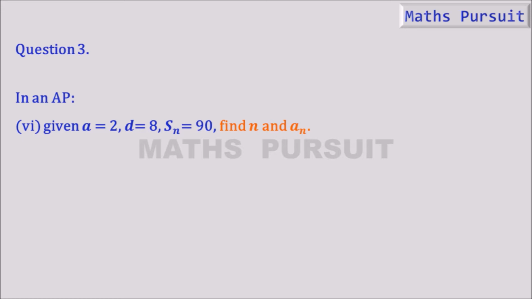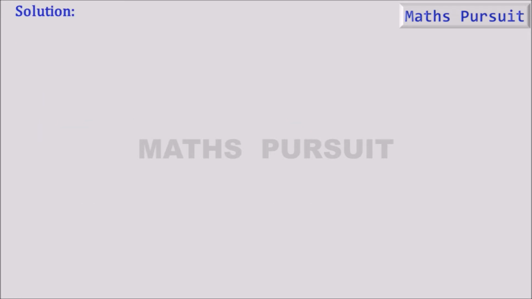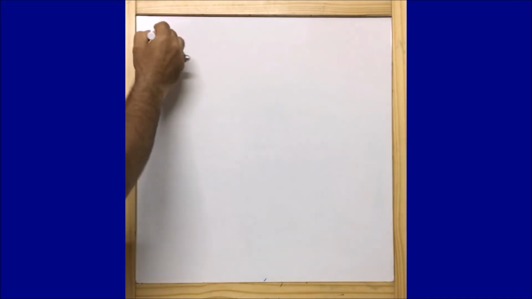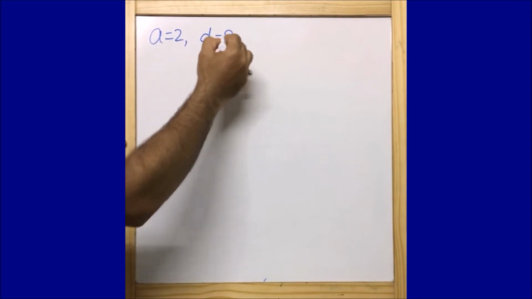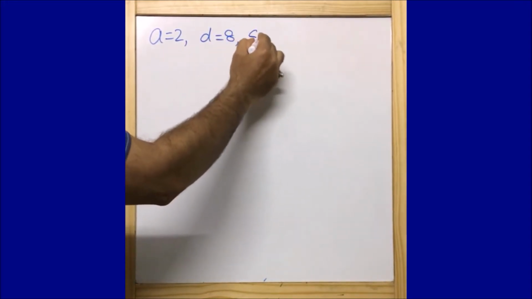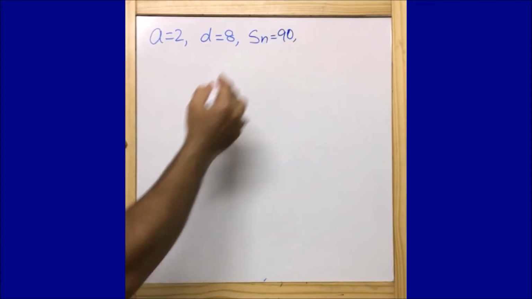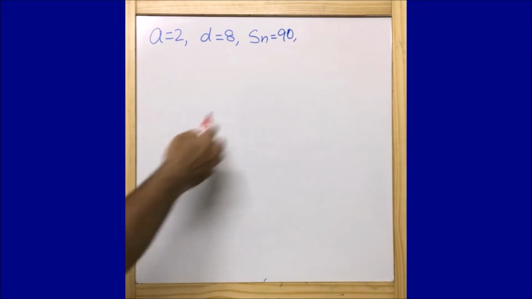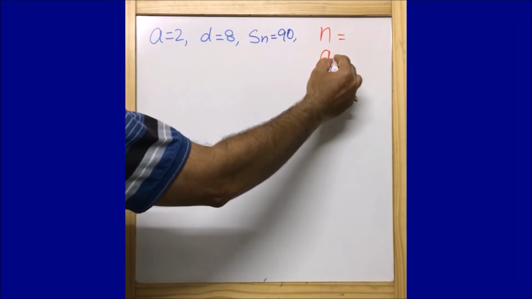Guys, it looks like this question is also an easy one. Now let's see how we can solve this question. Moving on to solution. As per the question, the given data is A is equal to 2, D is equal to 8 and S9 is equal to 90. And we need to find out the value for N and An. N and An they have not given, so these are the missing figures that we need to find out.